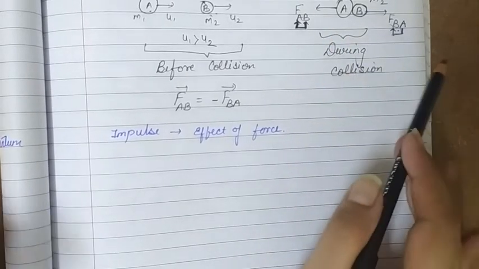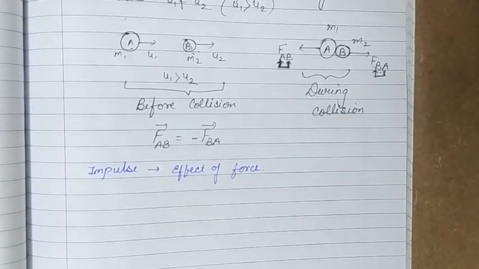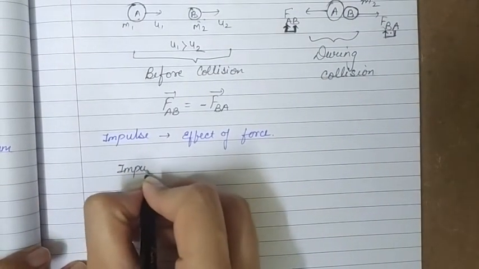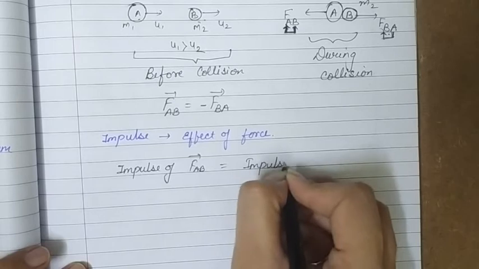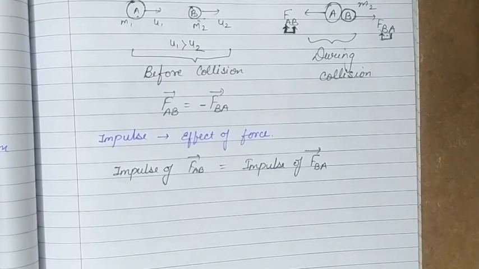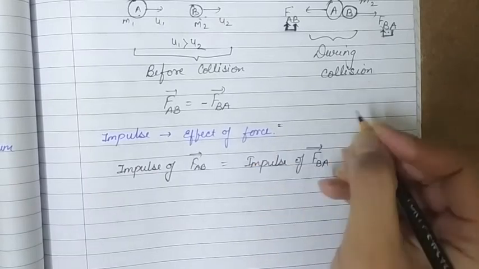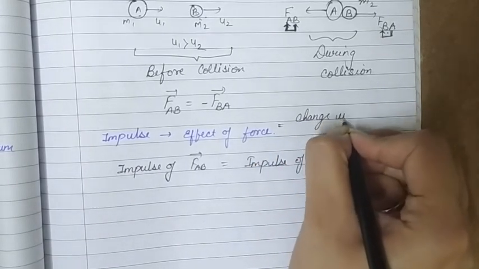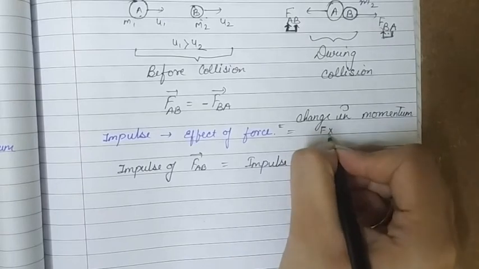So during the collision, this is a momentary situation when the two collide. For that particular situation, impulse of force FAB vector is equal to the impulse of force FBA vector. दोनों forces का जो impulse है, that is equal because the forces are equal and opposite and they are acting for the same duration of time, and that situation is momentary. This impulse is actually equal to the change in momentum, and mathematically it has the value force into delta T.